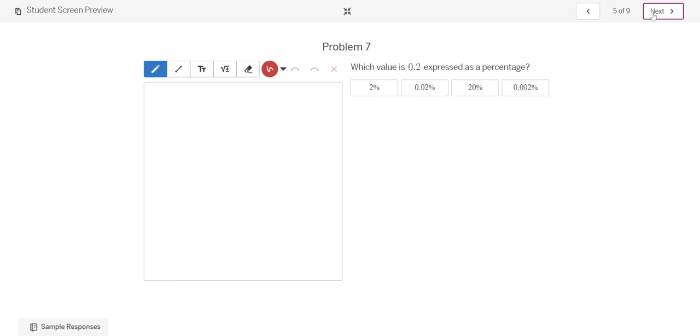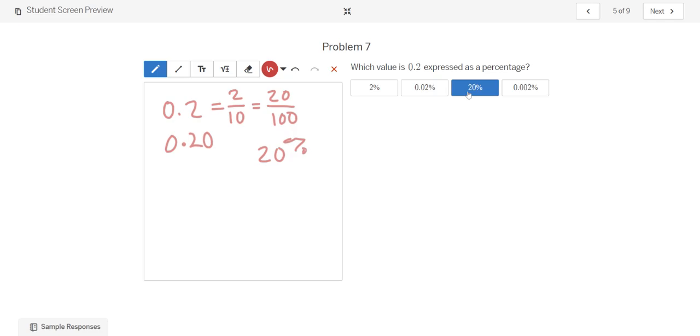0.2%, 0.2 is the same as 2/10. Or, if you just added a zero, it's 20 hundredths. So no matter which way I look, it should be 20%. That guy right there.